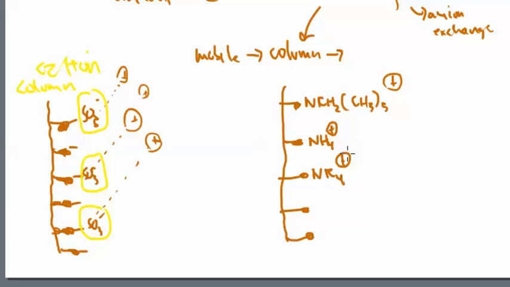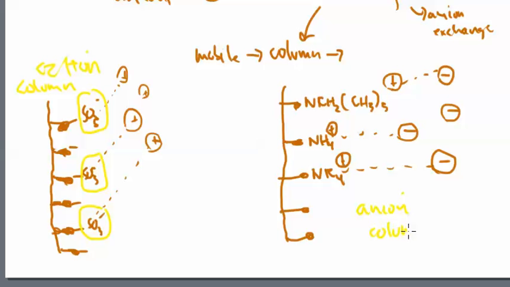We have something positive on the column, and then if we have negatives, negatives are anions that come through the column, what you see is an attraction that begins to happen with the stationary phase and the components that I want to separate. Just like in the cation story, except this time we're pulling in negatives. We're pulling in anions here. Okay, so this is called an anion column or anion exchange.